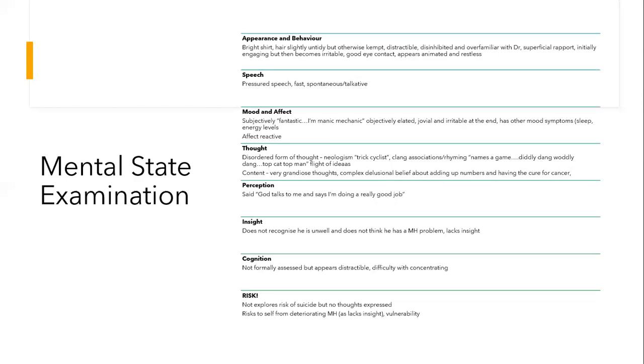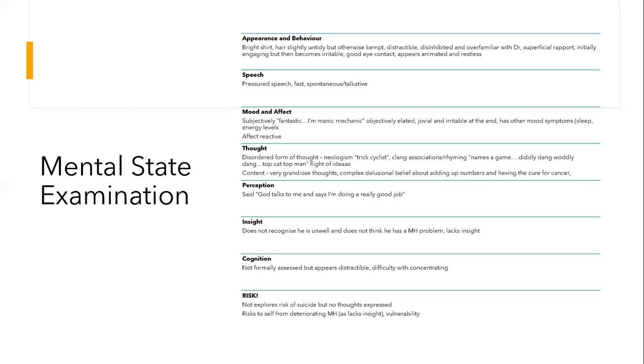He's also said some clang associations and used rhyming, which again is one of the signs suggestive of mania. So he said, "Name's a game, diddly dang, waddly dang, top cat, top man." And these are examples of clang associations and rhyming.